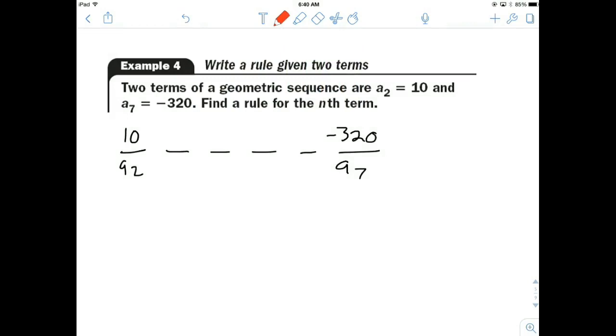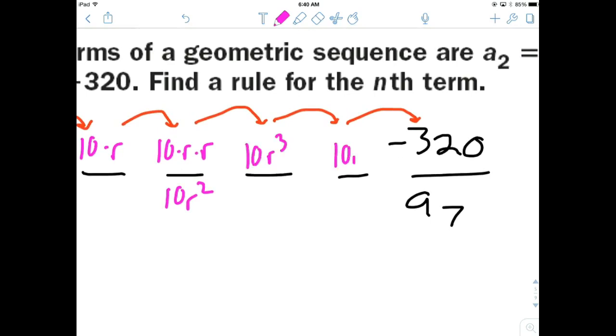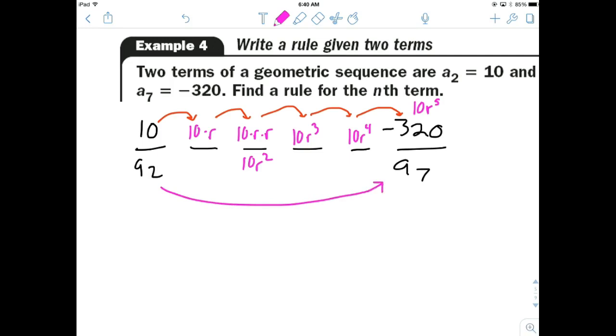And much like we did with the arithmetic, we're just going to look at how do we get to the next point, and then we're going to continue that pattern until we get to a sub 7. Well, a sub 3 would just be 10 times r, because we're just multiplying by a common ratio. The next term would be 10r squared. The next term after that would be 10r to the third, 10r to the fourth, and then finally this term would be 10r to the fifth. And of course, the easier way to look at that would simply be to take 7 minus 2. There's 5 terms. 5 things need to happen before you get to a sub 7. So we automatically know that if I take that term, 10, and multiply it by r 5 times, which is times r to the fifth, I should end up with negative 320.